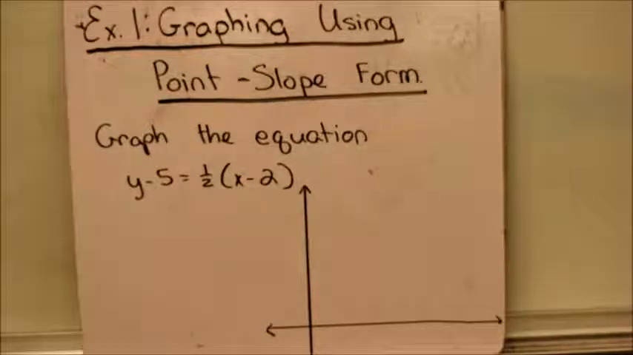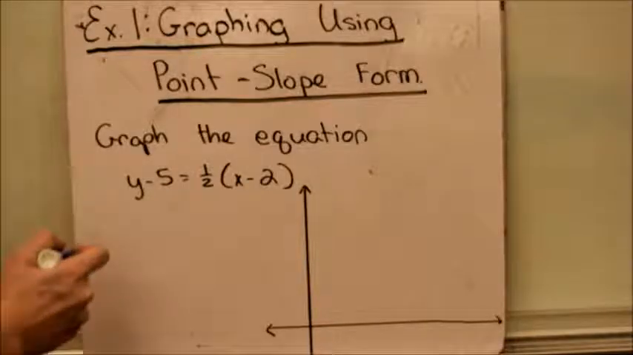So our first example, today's lesson isn't going to take too long. We only have two different examples. Example 1 is graphing using point-slope form. So we're going to graph the equation y minus 5 equals 1/2 times x minus 2. And the easiest way to do this is to pull out what we know of this equation. Because this is point-slope form, we should be able to pull out a point in the equation.